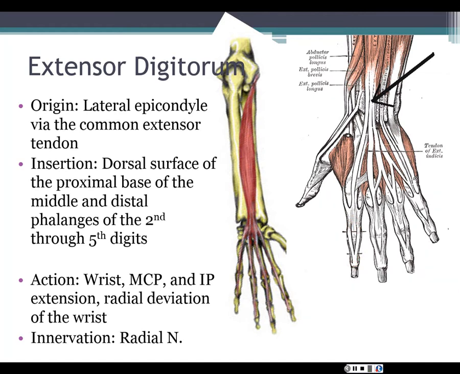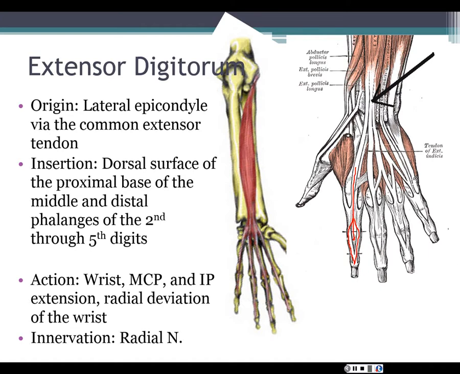So, let's see if I can draw on this. It's coming down, and one part is going to insert here at the base of the middle phalanx. And then within the same muscle, the same tendon, it just offshoots here, and it's going to go around, and then it's going to insert into the base of the distal phalanx.